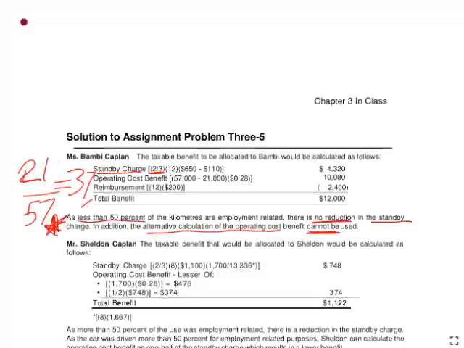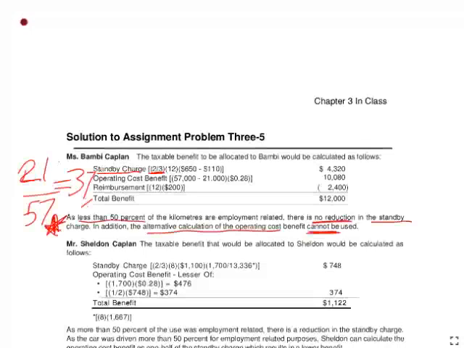Let's read a little bit more about her here. It says operating costs, all of which were paid by the company, totaled $11,300. Because of her extensive personal use of the vehicle, Bambi pays the company $200 per month.